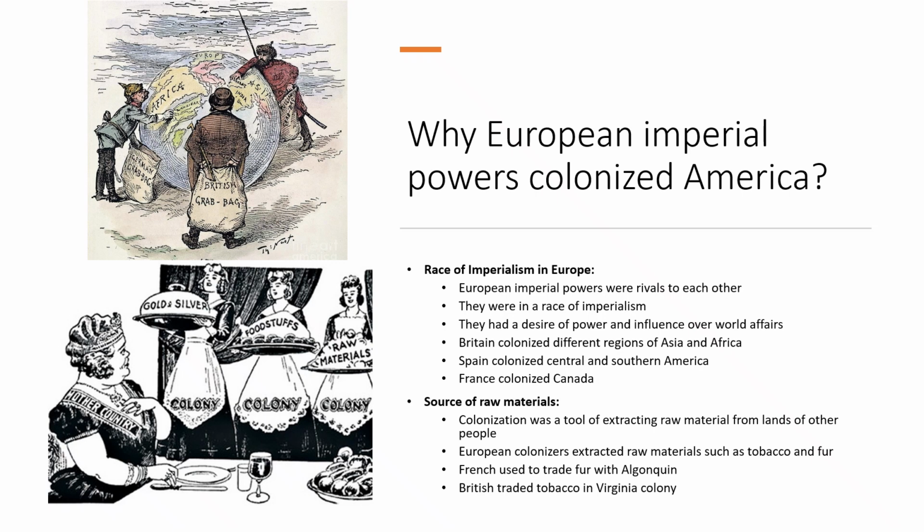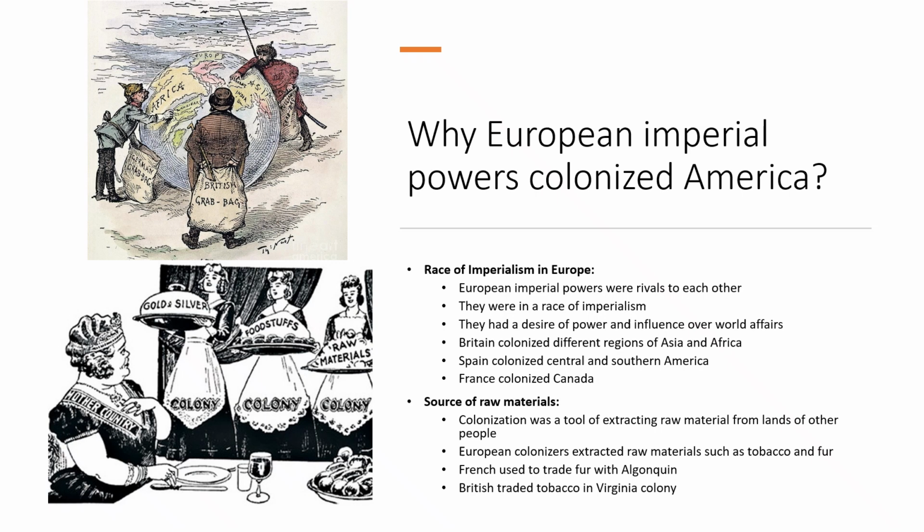So they were in a race of imperialism and they had a desire for power and influence over world affairs. Britain colonized different regions of Asia and Africa, Spain colonized Central and Southern America, and France colonized Canada. They did not want their rival to win this race, so they were busy colonizing different parts of the world. When they saw that Spain had discovered this new continent, they rushed towards it and got into a race of colonizing this new part of the world also.